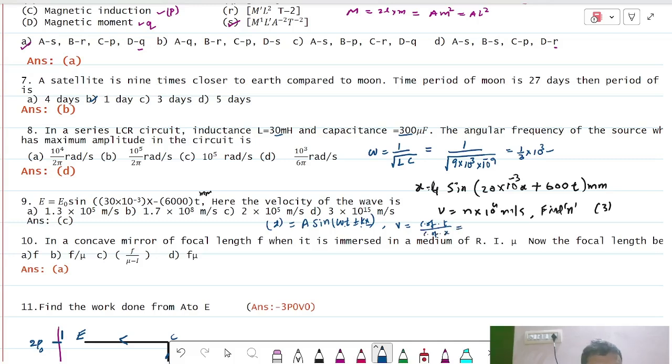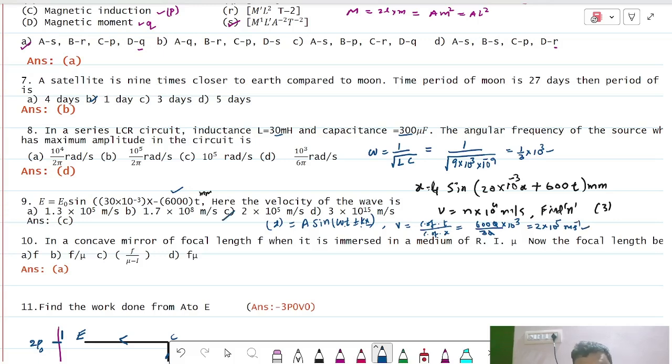So here omega is given as 6000 by k, whose value is given as 30 into 10 power minus 3. So 30 into this, 10 cube will go to this side. So 3 gets cancelled. So 2 into 10 power 5. 2 into 10 power 5 meter per second. So this is answer C, correct.